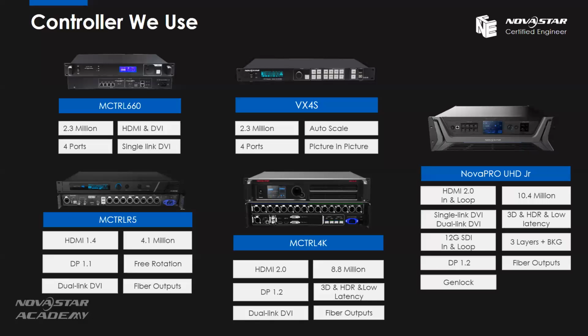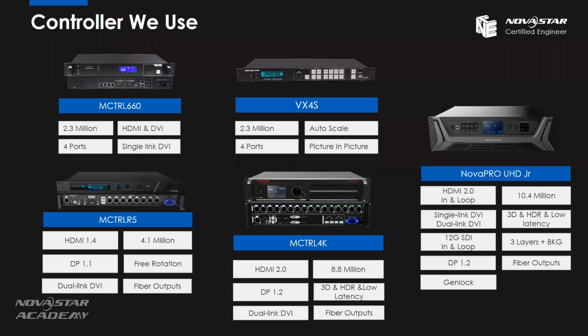And the last one, we talk about the 4K all-in-one, which is the Nova Pro UHD Junior. Besides the HDMI video source input, the DVI will also support 2 different modes, the single link mode and dual link mode. And we also have the 12G SDI in and loop. And besides the 3D HDR low latency, the Nova Pro UHD Junior supports opening 3 layers and 1 background.